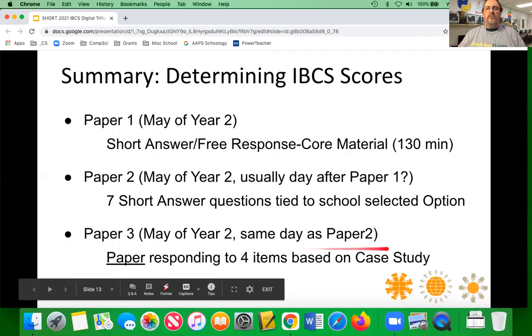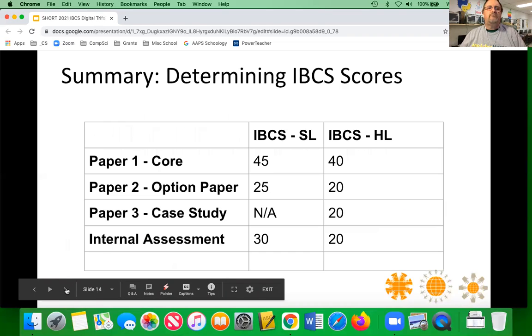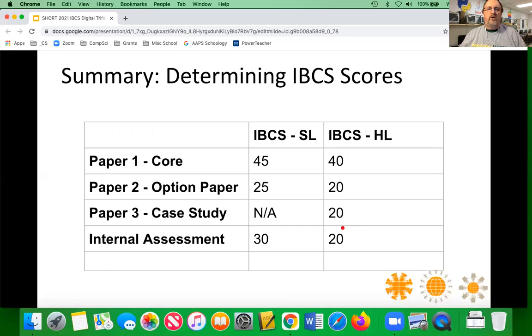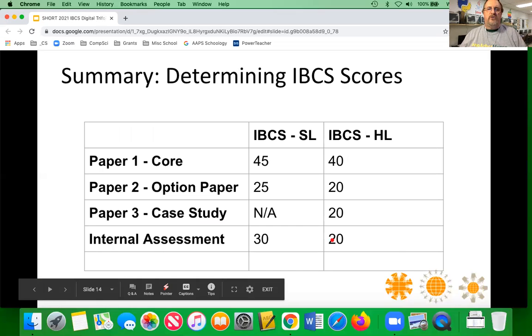Finally, there's a reminder about how our IB CS scores are determined and when they are. In computer science, all of our assessments are in the second year, in the May of the second year, with the internal assessment being turned in February of year 2. And finally, there are the percentages that each of these components weighs toward the eventual computer science score as part of their DP resume.